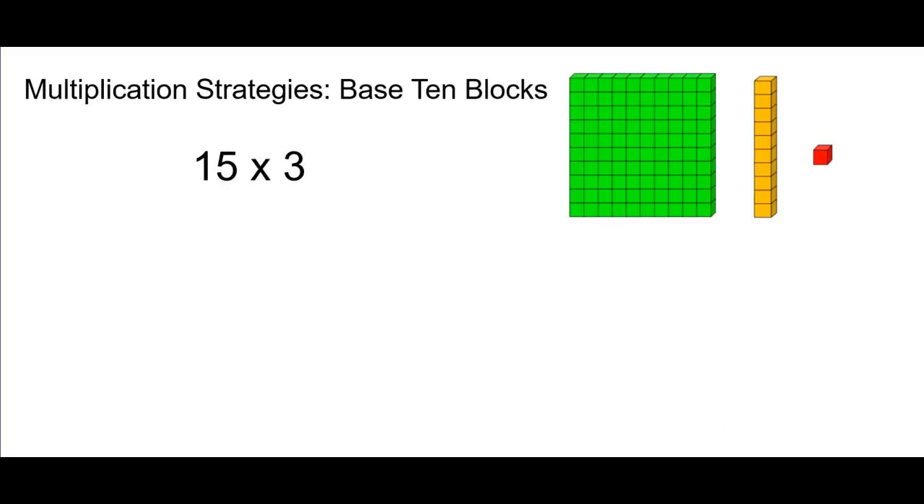Now we've got multiplication strategies using base 10 blocks. So we've got 15 times 3. And what we want to do is set up, in this case, 15 times 3, you're going to set out 3 blocks. So it's kind of like our set model, where we're going to have 15 sets of 3. And then I'll go ahead and just put a small ellipse around that. I want to write that out 15 times.